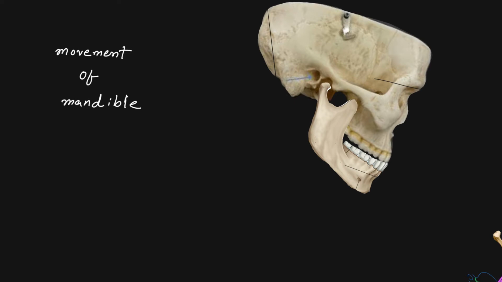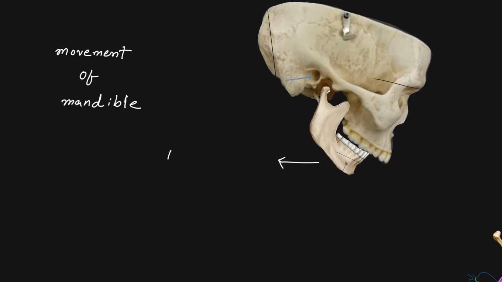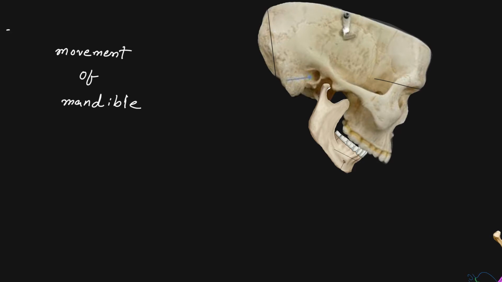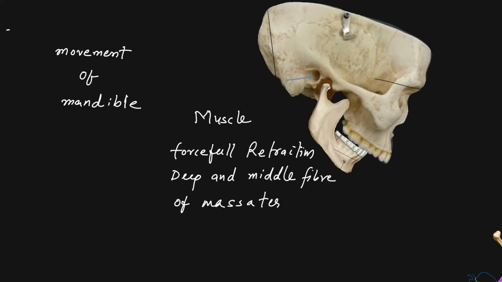After the protraction during the chewing process, again I am taking my mandible backward, either to the resting position or further backward. When it's the resting position, there is a normal retraction of the mandible. If I take the mandible further backward, it's a forceful retraction. The muscle for the normal retraction is the posterior fiber of temporalis, and the muscles for the forceful retraction are the deep fiber and middle fiber of the masseter and the digastric muscles.